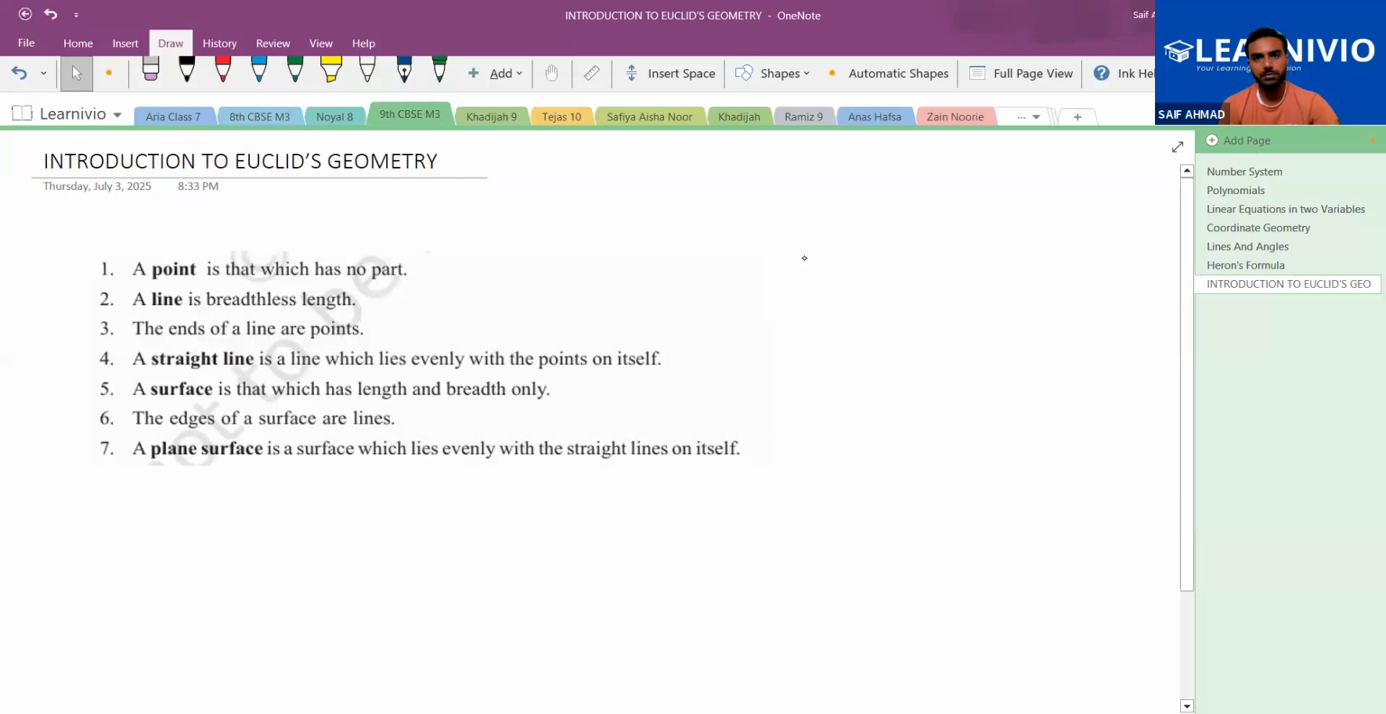Who is Euclid? Do you know him or not? A philosopher or a mathematician? Euclid is a Greek mathematician. He is a Greek mathematician.